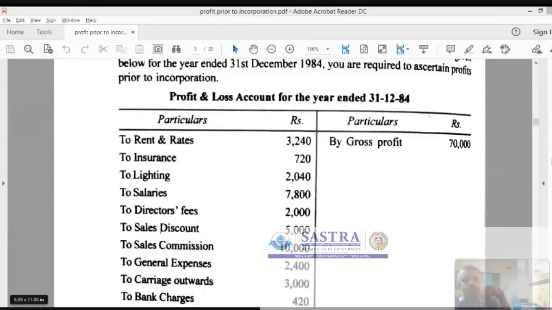Any response? Lalit, am I audible? Lalit? 575. 541 in front. Am I audible? Yes. Okay.